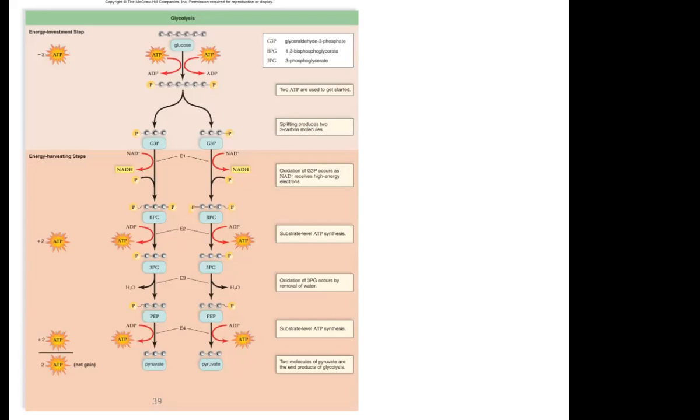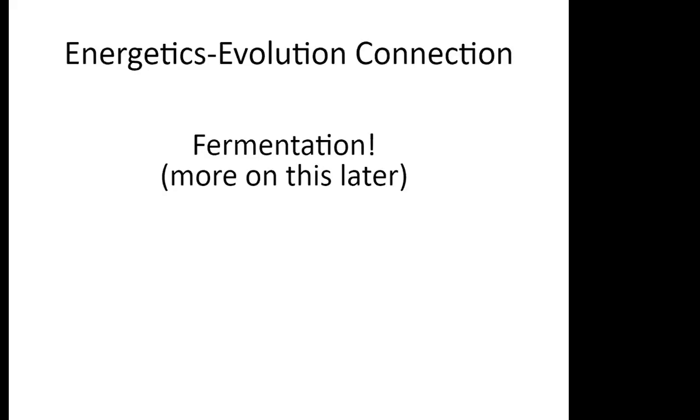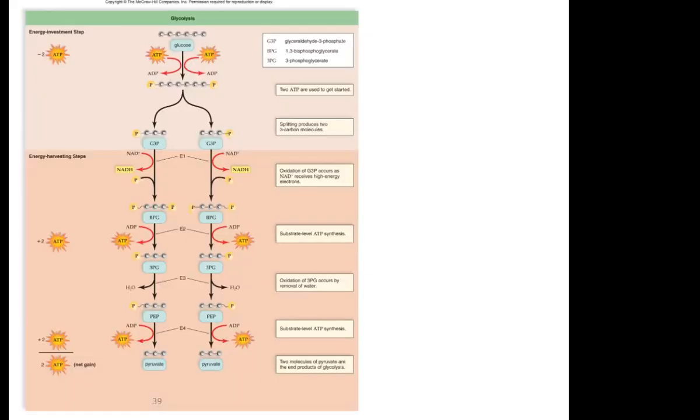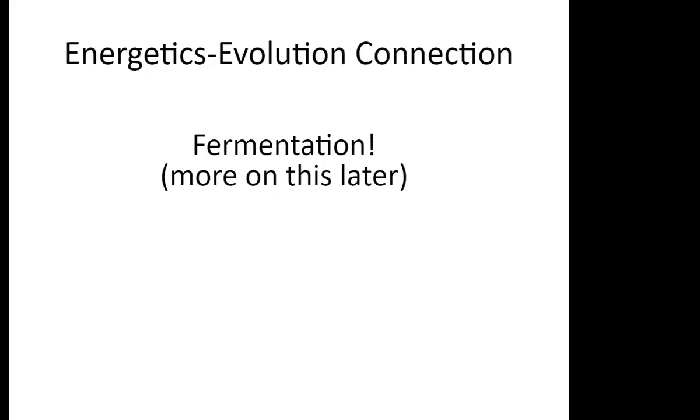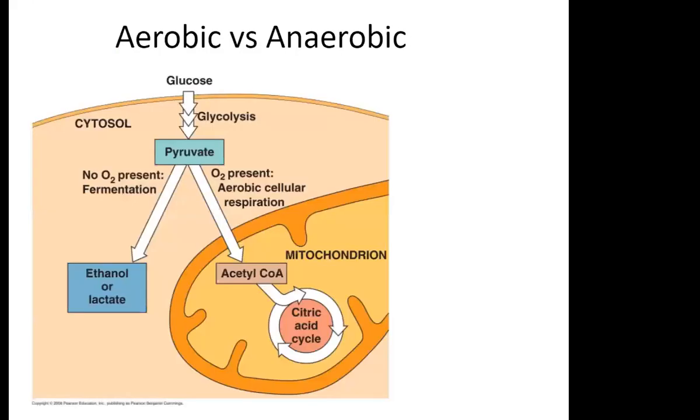Now this pyruvate goes on to... okay, so we'll talk about fermentation. Fermentation is just a modified glycolysis that makes different byproducts. So instead of ending at pyruvate, they end in alcohol or lactic acid production. But we'll talk about that at the end. Okay, and there's a preview of it.